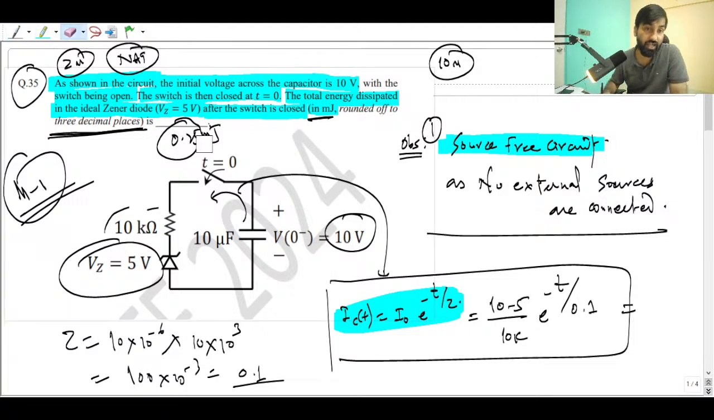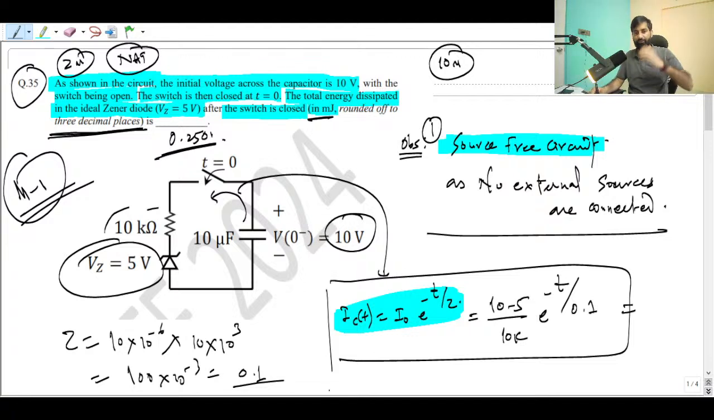But you have to write the answer completely. Up to 3 decimal, what does it mean? 0.250. Okay, this is the answer.